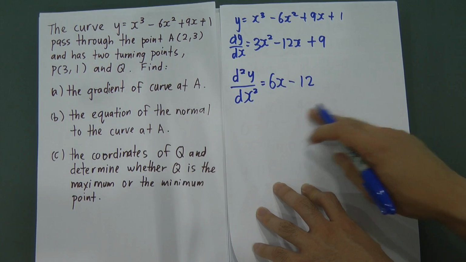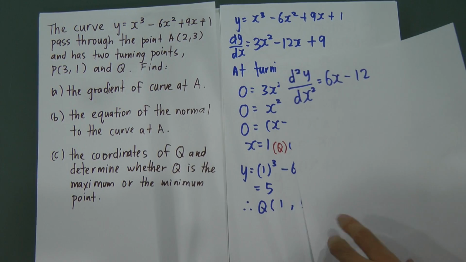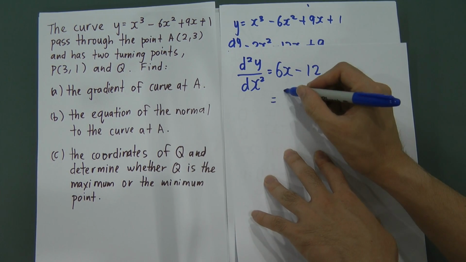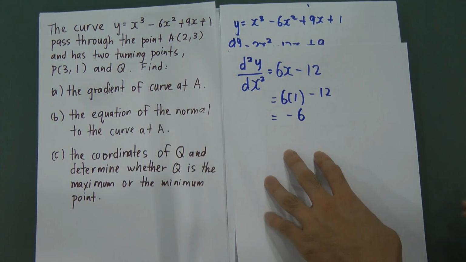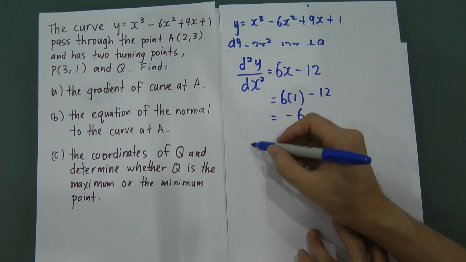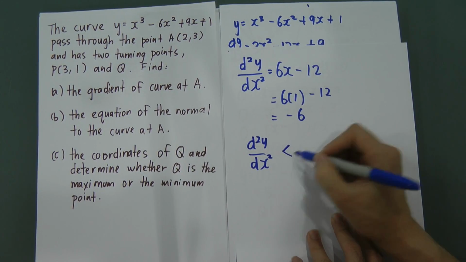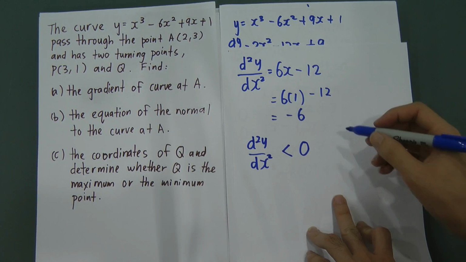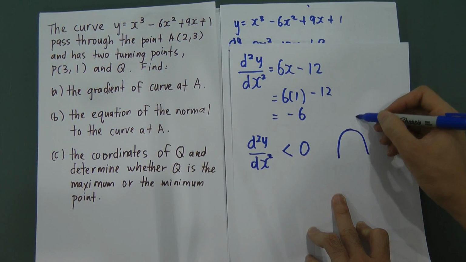After you get this, to find whether it is maximum or minimum, you have to substitute the x value for Q. The x value for Q here is 1, so I substitute 1 here, I get 6 times 1 minus 12, so I get negative 6. Negative 6 means when we differentiate the second time, the value is smaller than 0. Smaller than 0 means negative. What is the shape like for a negative curve? The shape will be like this, so this one is for maximum.